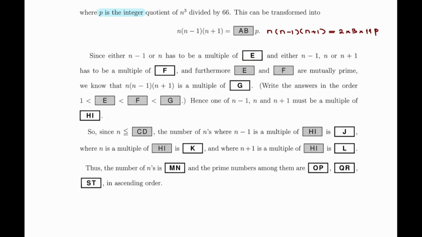And also n minus 1, n, and n plus 1 has to be a multiple of F. The same concept: n minus 1 or n plus 1 has to be a multiple of either 2, 3, or 11. But since F is only a one-digit number, of course I can eliminate 11. So the answer here is either 2 or 3. Also here is either 2 or 3.